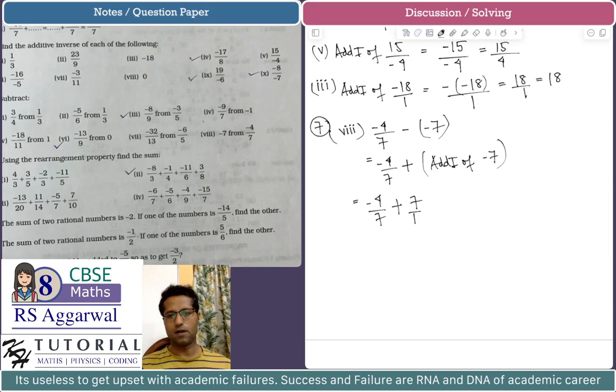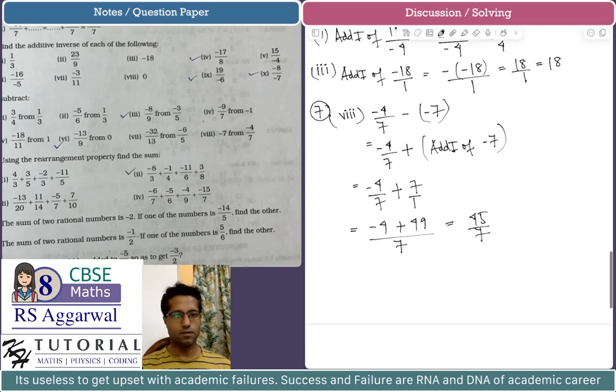Now the denominators are different, so I am not going to explain all the steps now. You have to take the LCM of the denominators, and then convert the two rational numbers to the equivalent form to have a common denominator as the LCM. I will not say all those things. I hope you will understand those steps while I am solving the problem. So this becomes minus 4 plus 49 by 7. This is equal to 45 by 7. Okay, let's do another one.